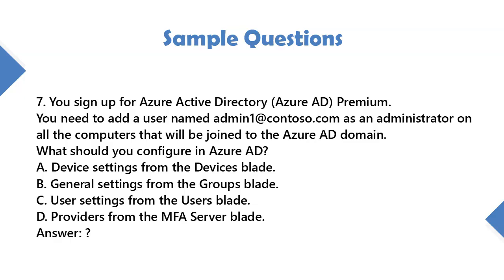7. You sign up for Azure Active Directory (Azure AD) Premium. You need to add a user named admin1 at contoso.com as an administrator on all the computers that will be joined to the Azure AD domain. What should you configure in Azure AD? A. Device settings from the Devices blade. B. General settings from the Groups blade. C. User settings from the Users blade. D. Providers from the MFA server blade.